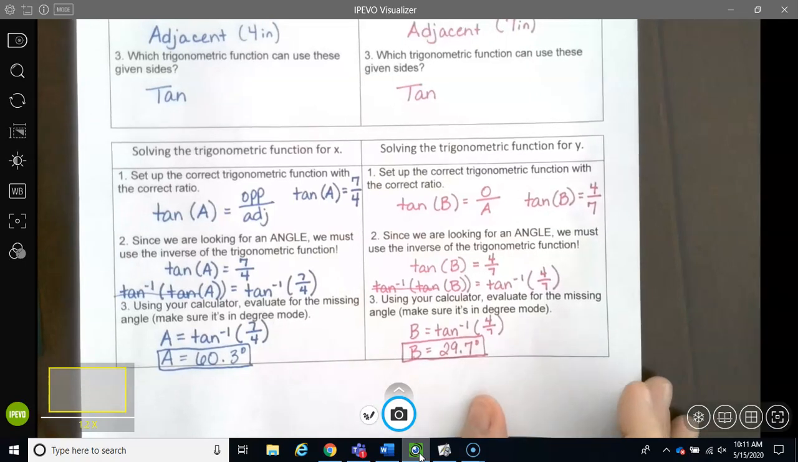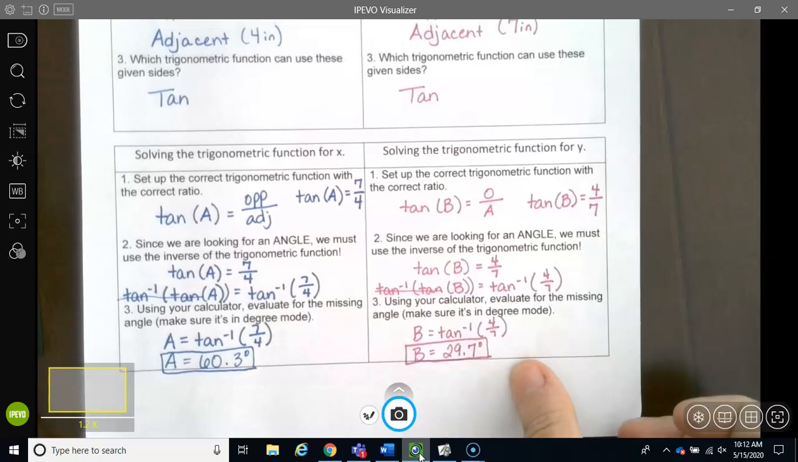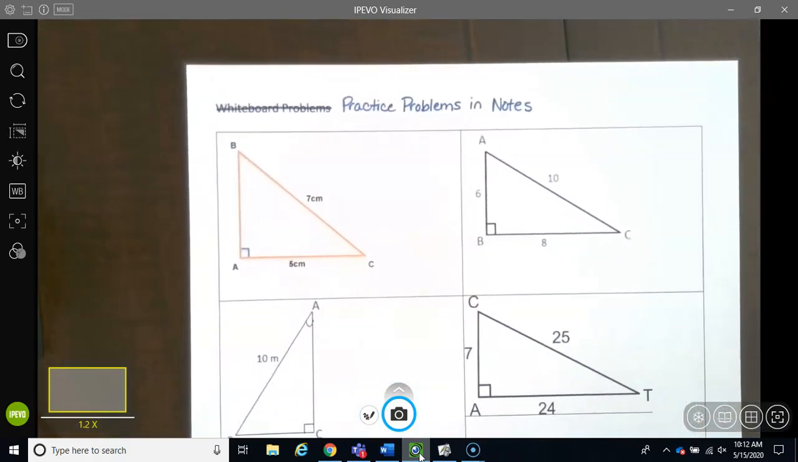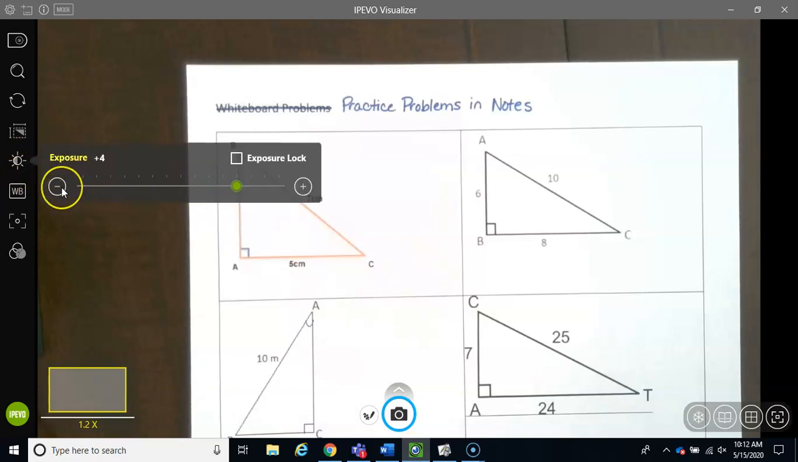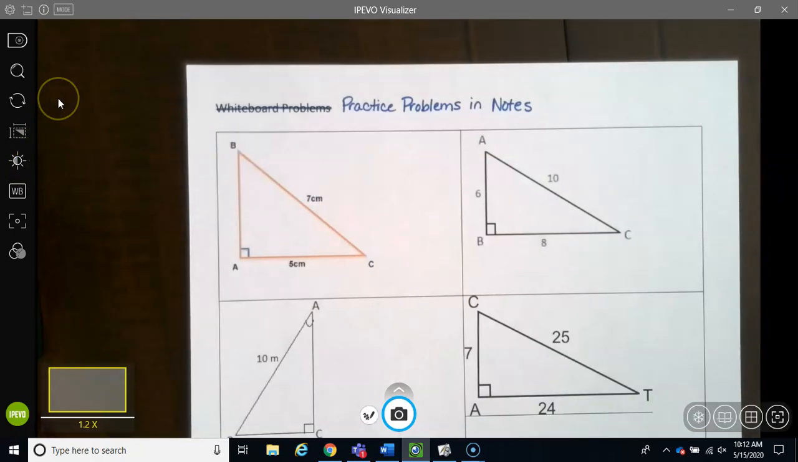Okay? Now remember, if I ever go too fast, always just pause, rewind, do what you got to do. Rewatch the video. We're going to do some more practice problems together now. And these are all, let me tone down the brightness a little bit. These are all just finding missing angles. Okay, that's a little bit better.